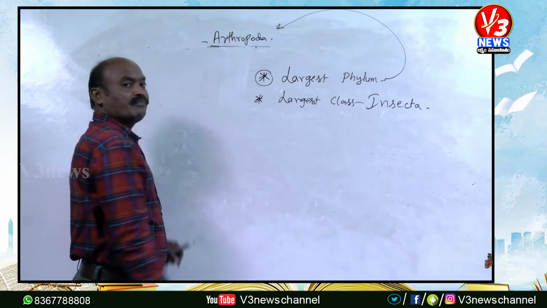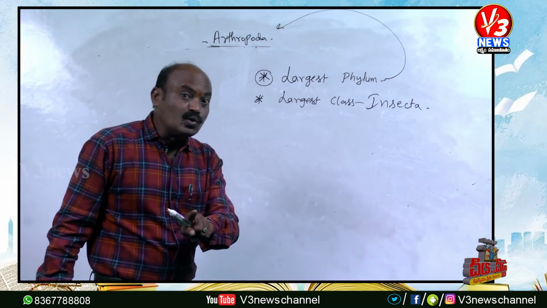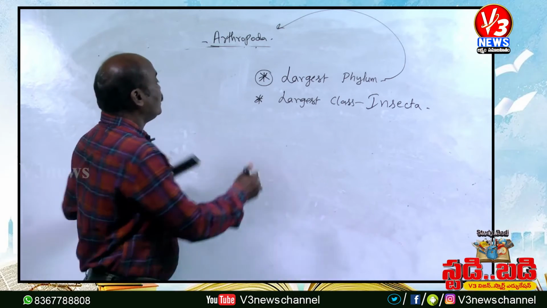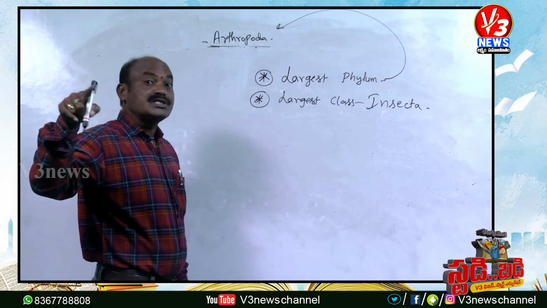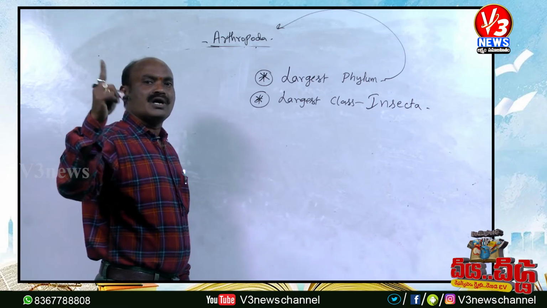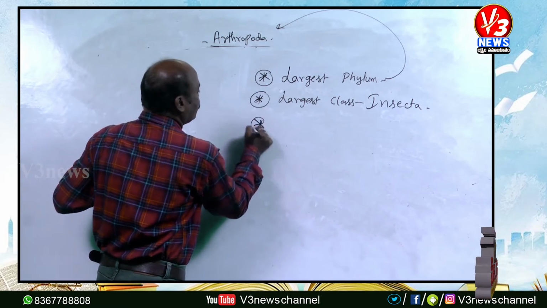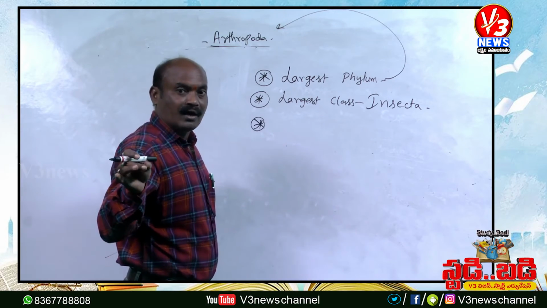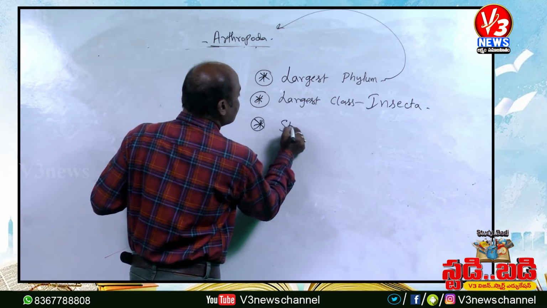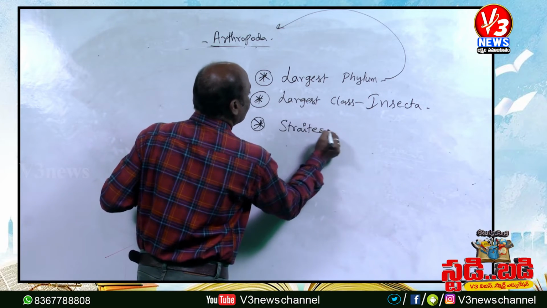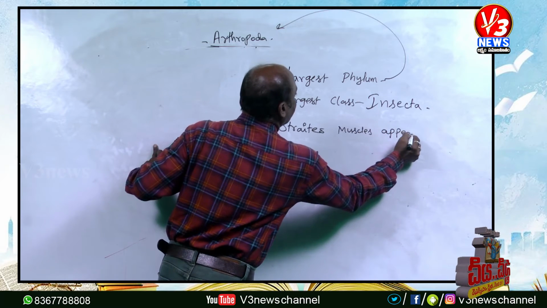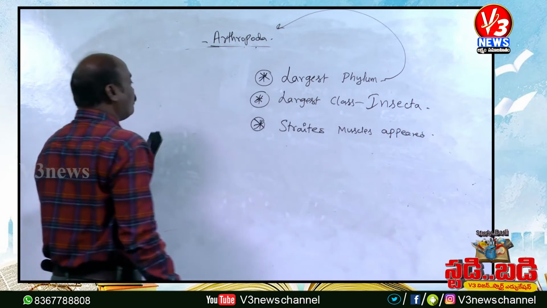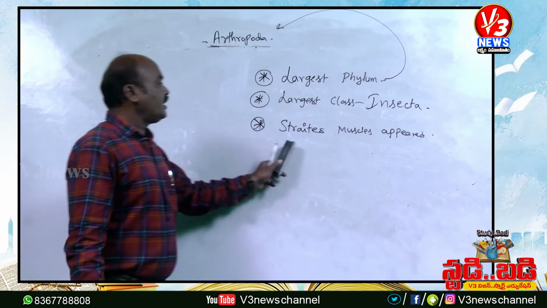Arthropoda means the phylum which includes jointed-legged animals. The legs are highly muscular. First time in the kingdom Animalia, striated muscles appeared in the phylum Arthropoda.